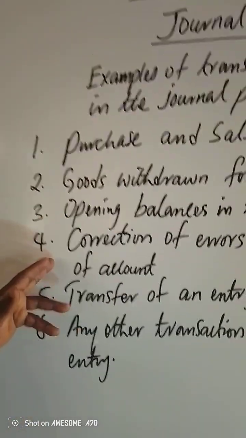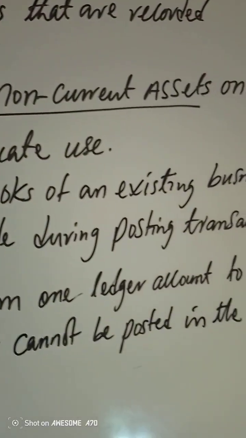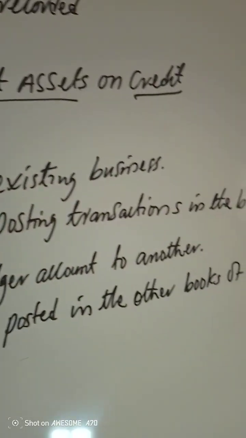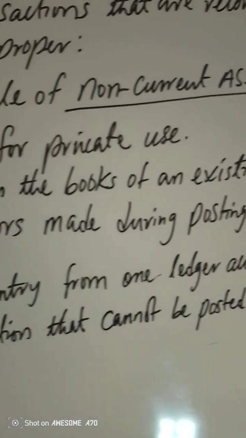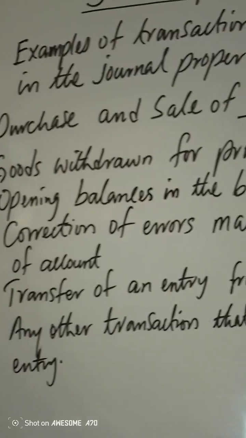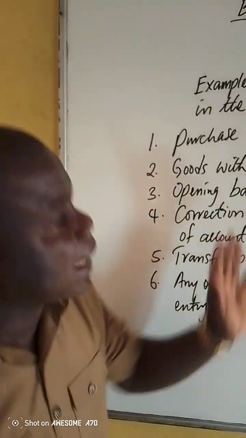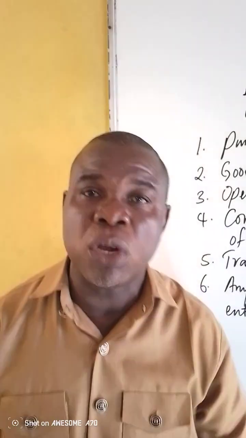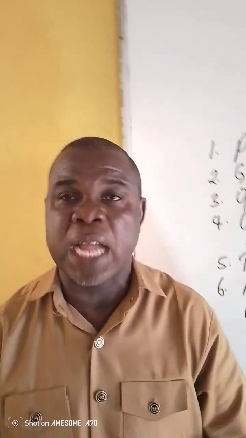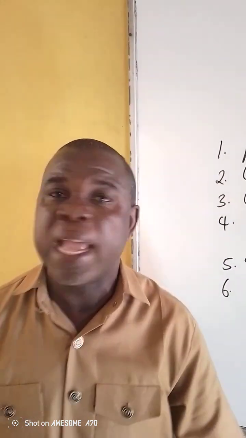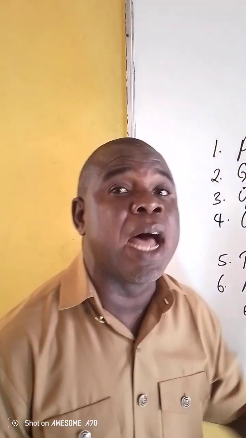The next one is correction of errors made during posting of transactions in the books of account. It is possible that when the accountant or the bookkeeper is recording transactions, as a human, he will commit errors, or some errors will occur. Such errors are corrected in the journal proper. You are not to go and cancel an error committed in the books. It's an offense. If you cancel, it becomes fraud. Therefore, any error committed, leave it and then go and correct such error using the journal proper.